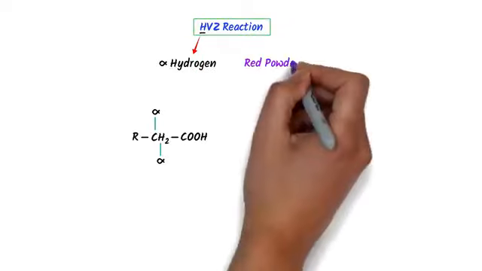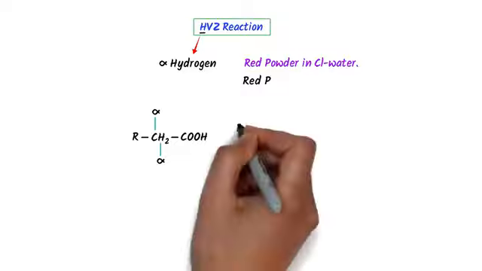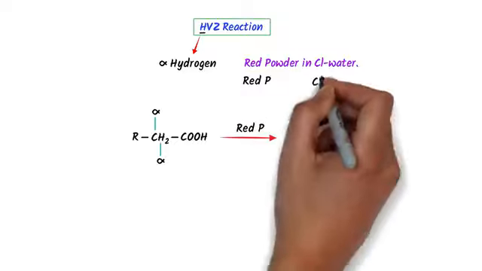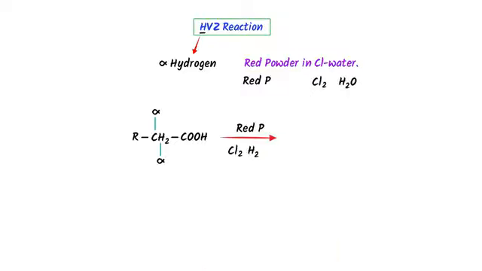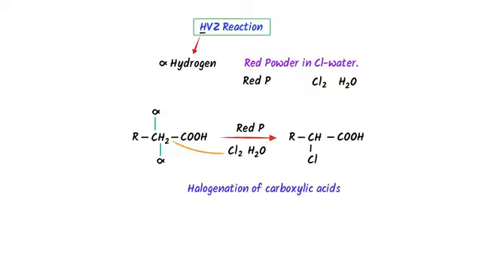Secondly, I write red P in chlorine water. This red P stands for red phosphorus. Cl stands for chlorine gas and water is H2O. These are the reactants of this reaction. We already know that alpha hydrogen is displaced. So this chlorine will displace one alpha hydrogen. I rewrite the compound. In case of one alpha hydrogen, I write chlorine on the alpha carbon. Remember that this reaction is used for the halogenation of carboxylic acid.